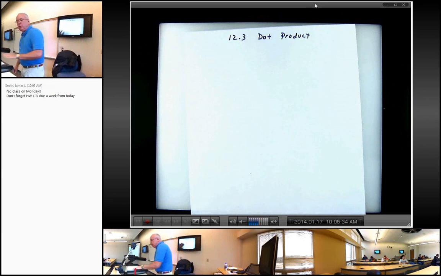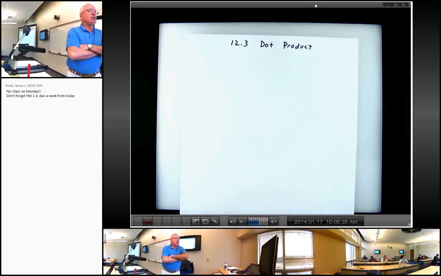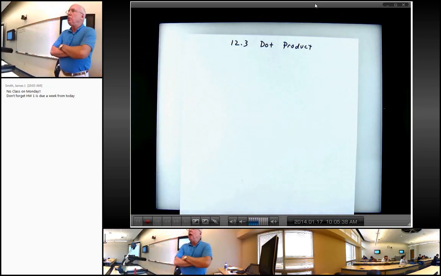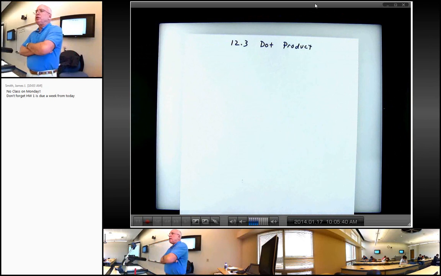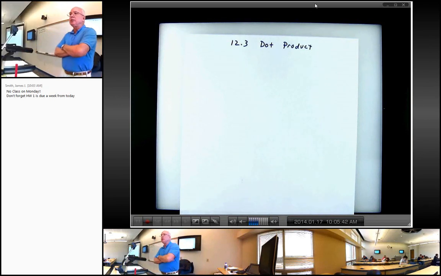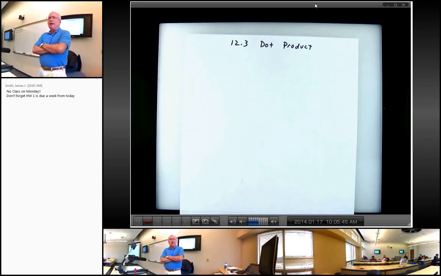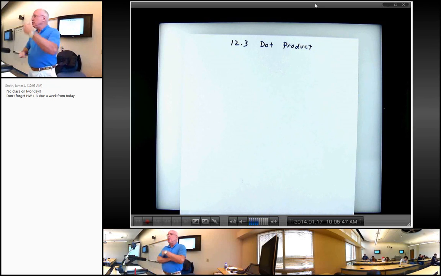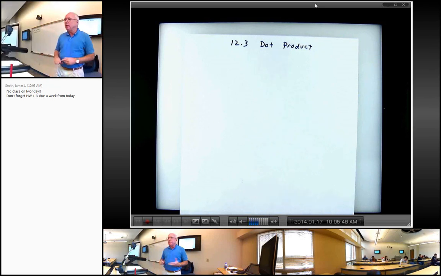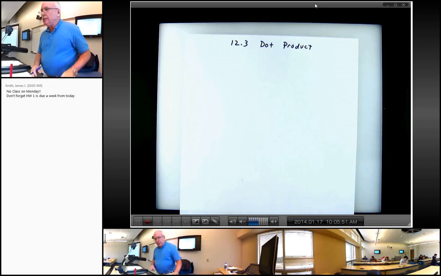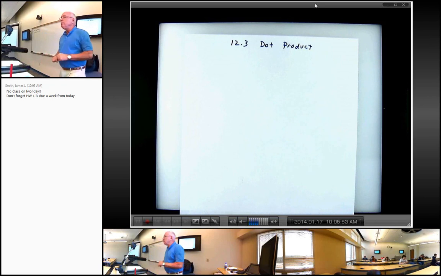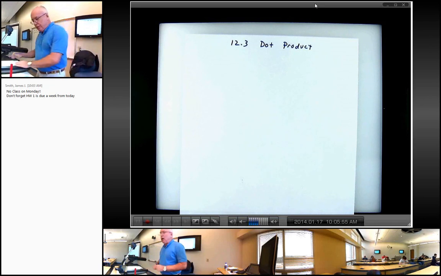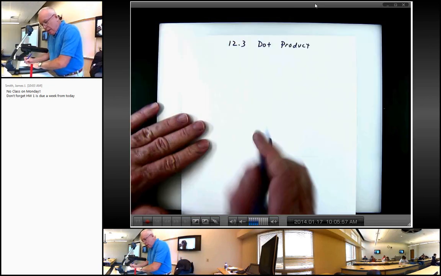So today we're going to do at least section 12.3. We're going to be talking about another operation that we can do with two vectors. Last time we talked about adding and subtracting them and multiplying them by a scalar or a number. Well, this is in essence the way we multiply two vectors together.